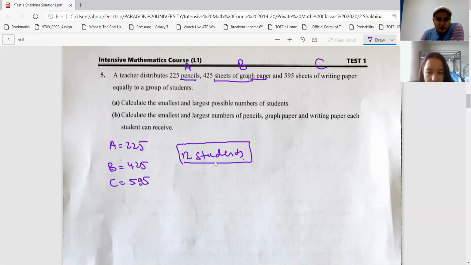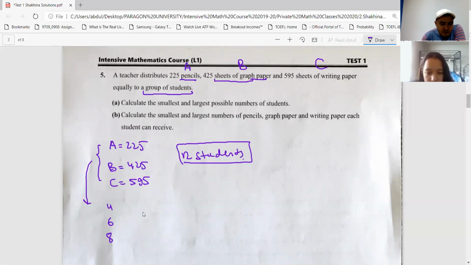So what should we do to solve this? N must be such that all of these numbers must be divisible by N, right? Let me give you a simple example. Instead of these big numbers, let's say we have 4 pencils, 6 graph papers, and 8 writing papers. If we have a number of students here, and each one gets an equal number of this stuff, how many students do we have? Can it be one student? Yes, it can be one student, but then one student gets all of this stuff. Here we are talking about a group of students, so it must be greater than one, right?